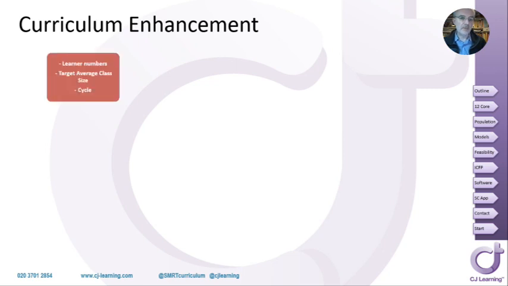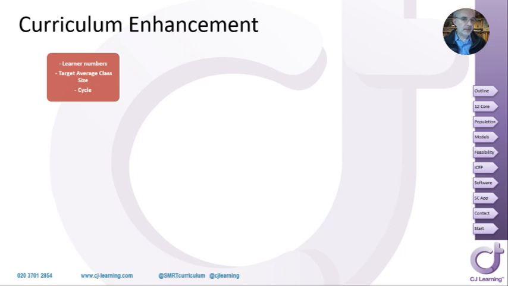We need to have a baseline from which our understanding is built of what is an additional investment, what's an enhancement, and that baseline is drawn from three pieces of information. The number of learners that are in the institution, the target average class size that we are aiming for, and the number of lessons within the cycle. Now those three things matter.